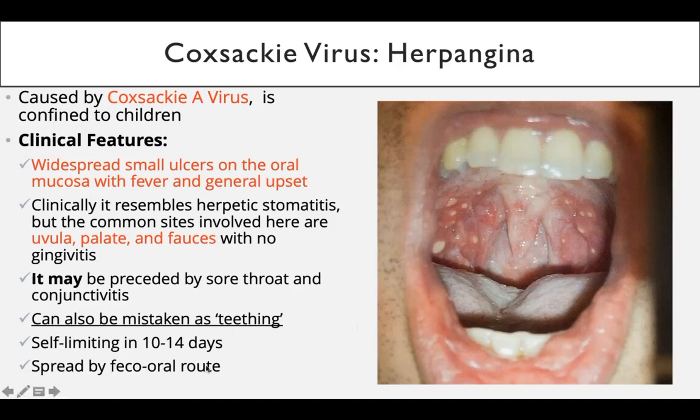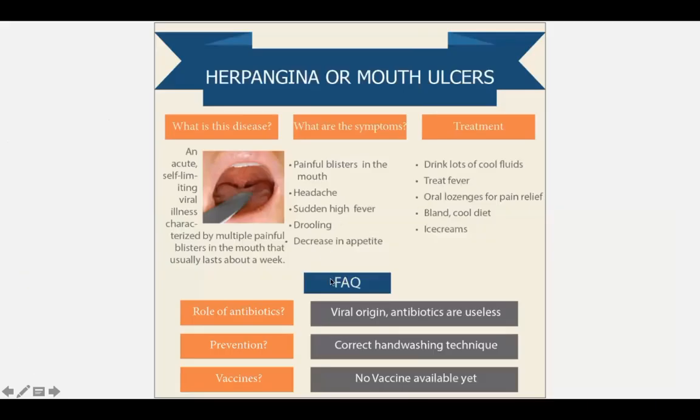But this one spreads by the fecal-oral route, so we need to take care. How to take care? Correct hand washing technique. How to prevent? Because it is fecal-oral route, correct hand washing technique will help us prevent it, because there is no vaccine. So wash your hands properly. Now remember there is no vaccine for type A herpangina Coxsackie virus. And role of antibiotics, no role, because it is viral in origin. Antibiotics work against bacteria.